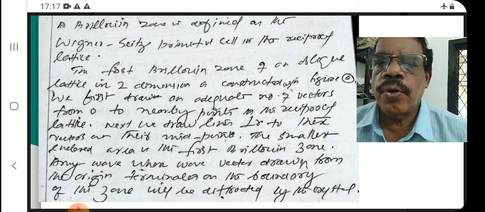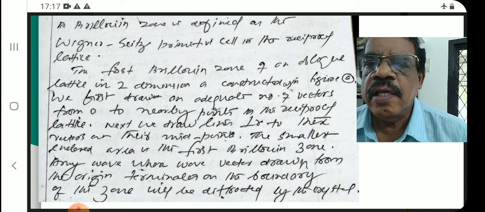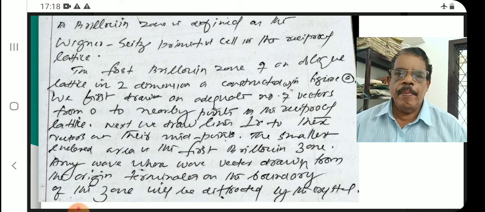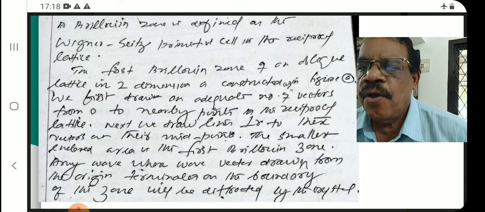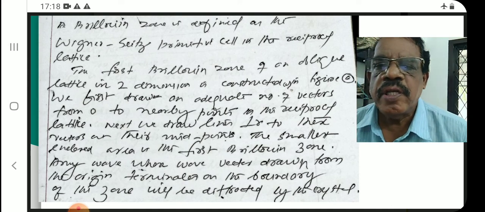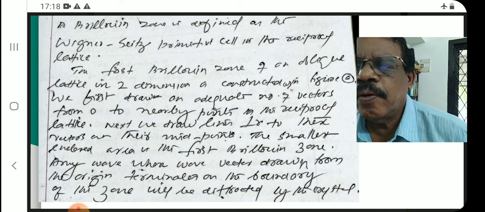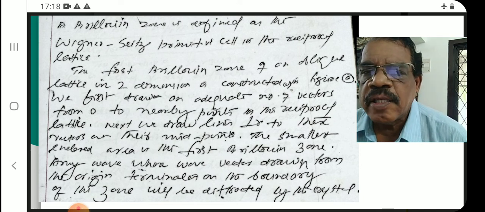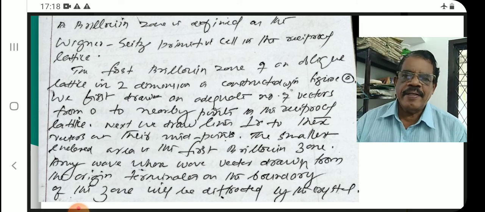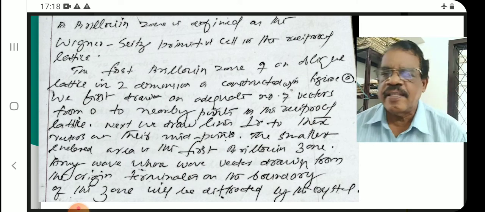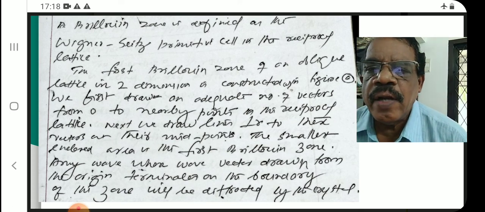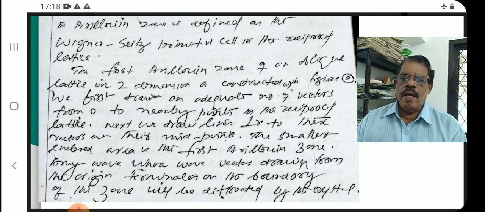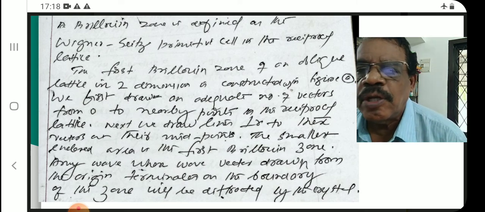The first Brillouin zone of an oblique lattice in 2 dimensions is constructed as in figure A. The first Brillouin zone is constructed like the figure we saw first. We first draw an adequate number of vectors from O, to nearby points on the reciprocal lattice. Next we draw lines perpendicular to these vectors at their midpoints. Draw perpendicular lines through the midpoints.